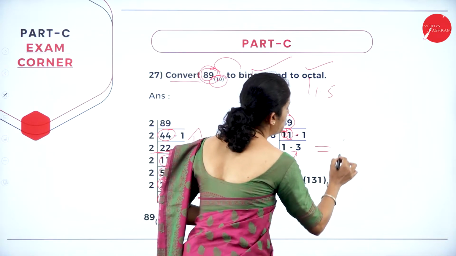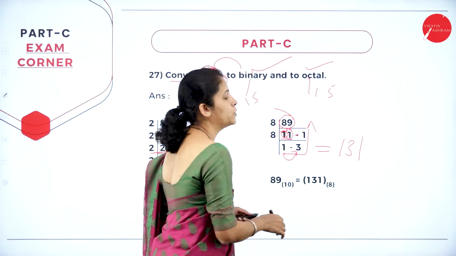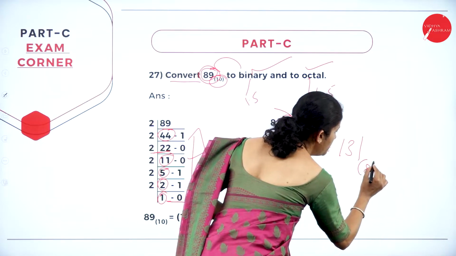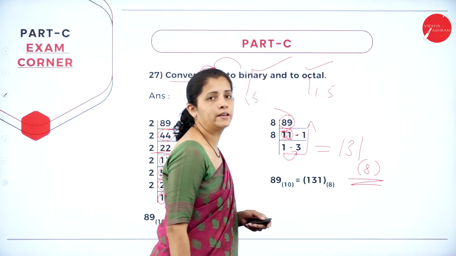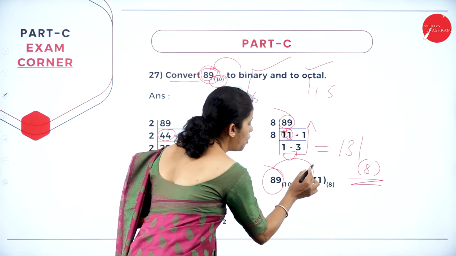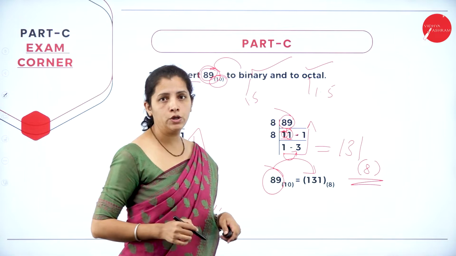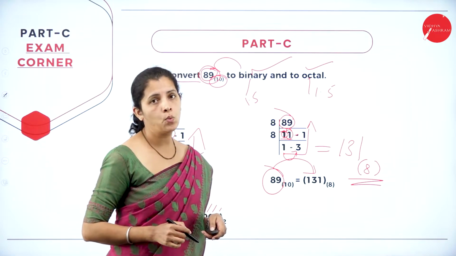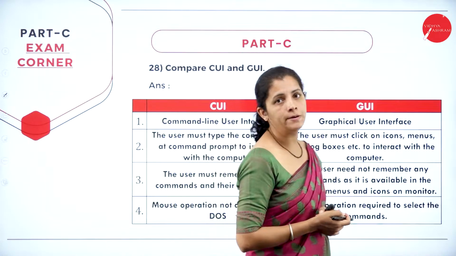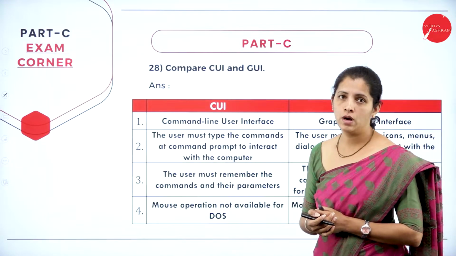Then I'm going to write 1, 3, 1. That is from bottom to up. I'm going to write 1, 3, 1 and I want to write the base. So it is 8. So the decimal to octal conversion is this one. That is 89 is converted into 131. Now let me consider another question here, that is compare CUI and GUI.